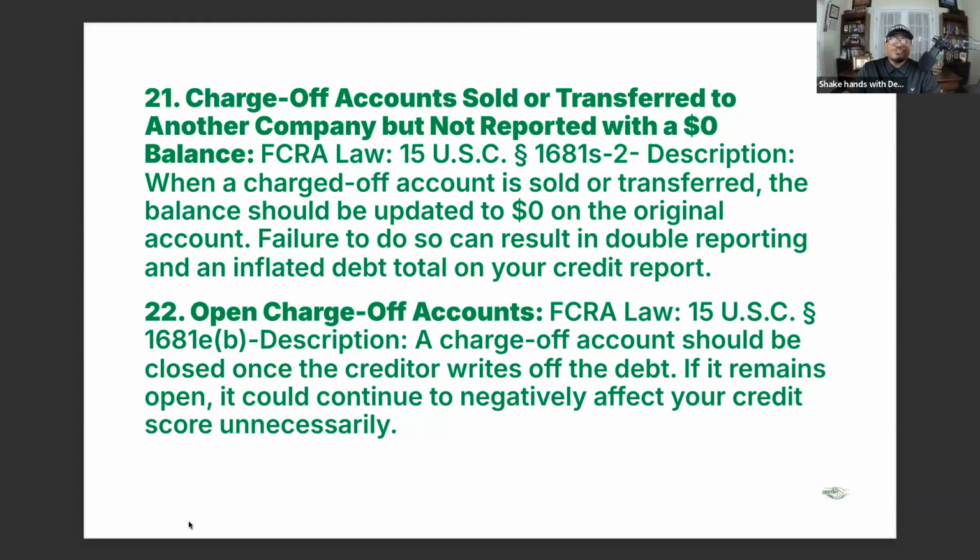Again, whenever the original creditor transfers or sells it, now your balance must show zero. This is a lot of times what gets them in trouble, because what happens is they're still showing a balance on the account when it actually should be zero on your actual account, okay? So you've got to be very careful to look that up and take a peek at that and check your balances, okay? I'm going through a few of these and then I'm going to slow down here.